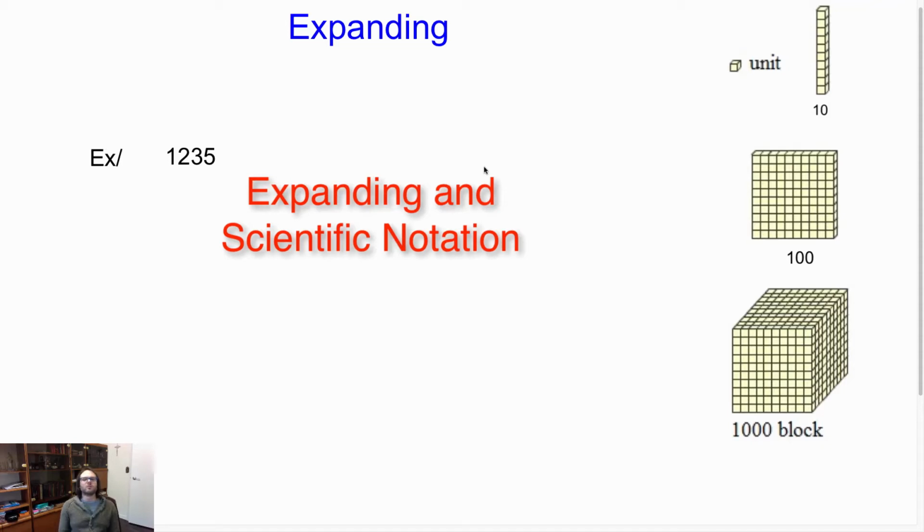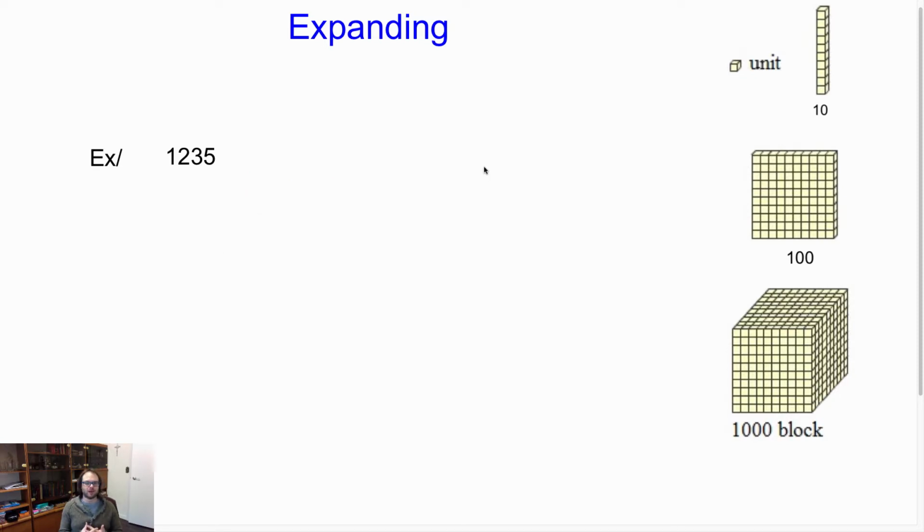In this video, we're going to be looking at expanding and scientific notation. But before we even get to scientific notation, we have to look at expanding. And we're going to start this off with a quick review. So let's look at this here.